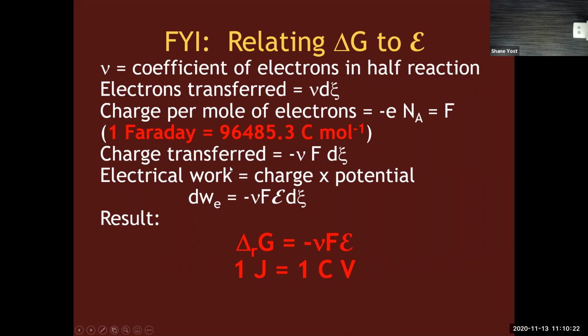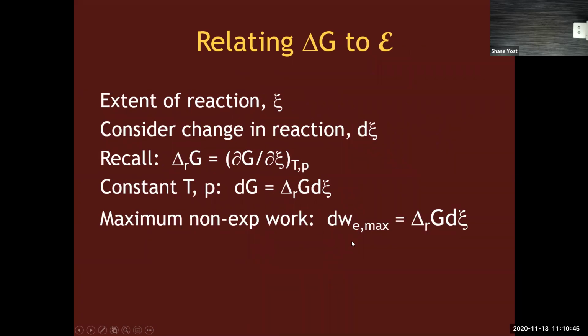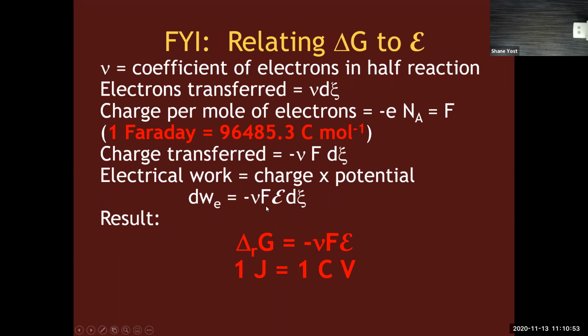And so then that maximum amount of electrical work is just the total charge that's transferred times the maximum potential that it can be moving against, which is your electromotive force, the cell potential of your reaction. And then that charge is just minus VF. So comparing the change in the maximum work with delta G of the reaction times the extent of the reaction, you see that the delta G of the reaction is just minus VFE.